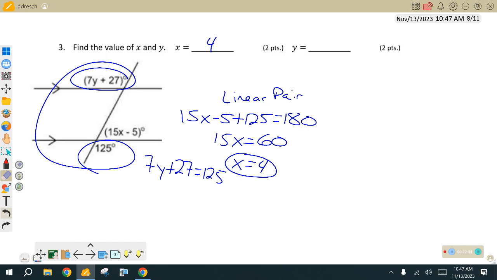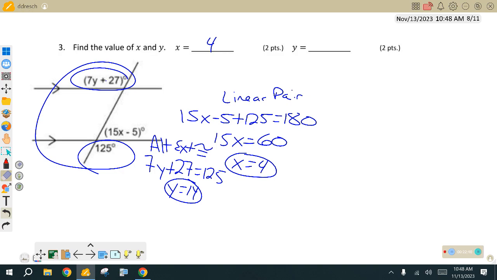Why am I setting those two things equal to one another? They're alternate exteriors. And what do we know about alternate exteriors? They are congruent. So subtract it out. 98 divided by 7. I think it's 14, wasn't it? Y is 14. So y turns out to be 14 off of that one. Maybe you had that one, or was it 180? I don't remember on that one at this point. I wasn't sure.